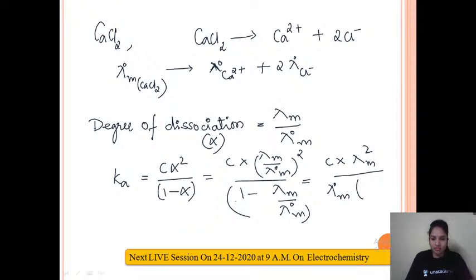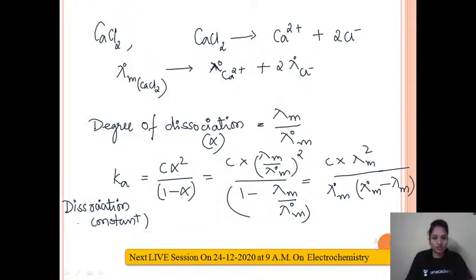Then this lambda naught m can be multiplied here, giving lambda naught m minus lambda m. And in the denominator nothing will be there, because one lambda naught m here and one lambda naught m here are getting cancelled. Here it was square, so only one lambda naught m is remaining. So this is very important. This is the formula for the dissociation constant.